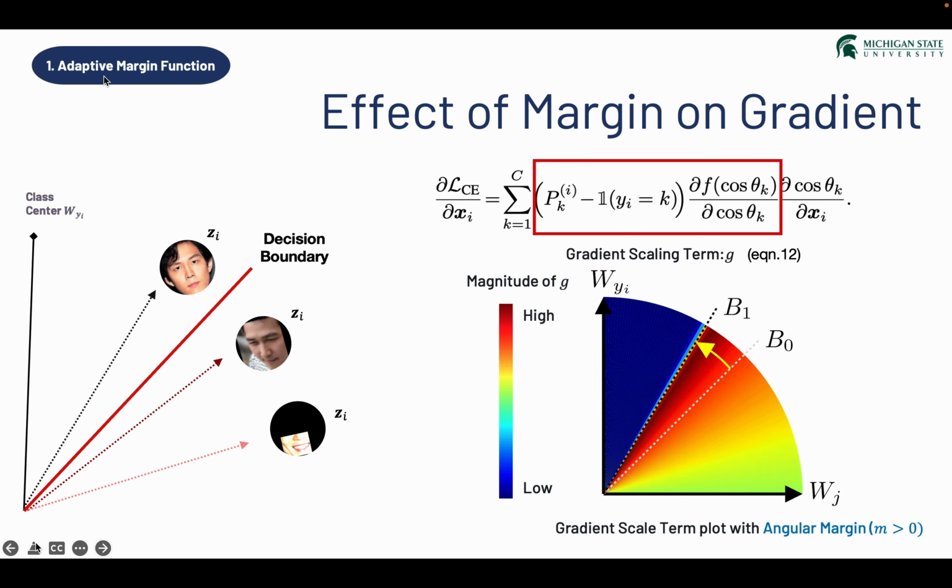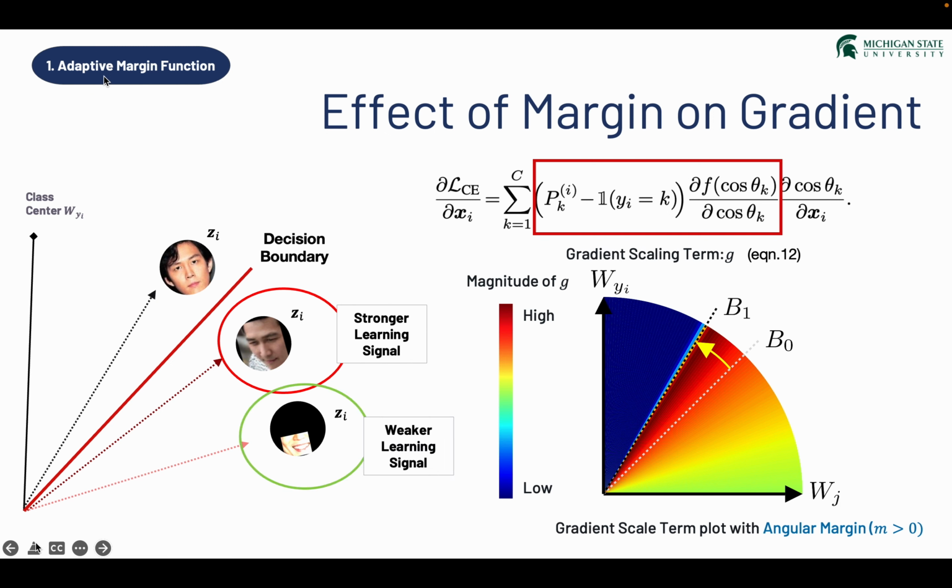However, with the angular margin, we see a different behavior. When m is bigger than 0, the samples near the decision boundary get a higher gradient scaling term than the samples far away from the decision boundary. It shows that the angular margin can put scaled emphasis on samples based on their difficulty, and if m is smaller than 0, we can achieve a reversed effect as well. So in summary, we can use these different margin functions to control which samples to emphasize more.